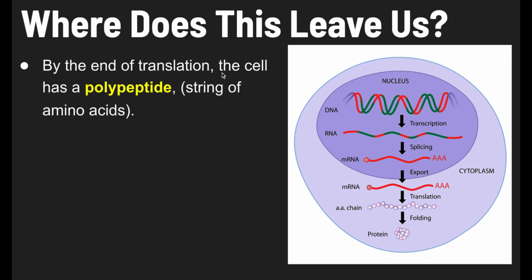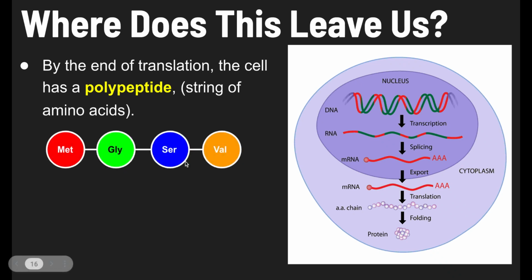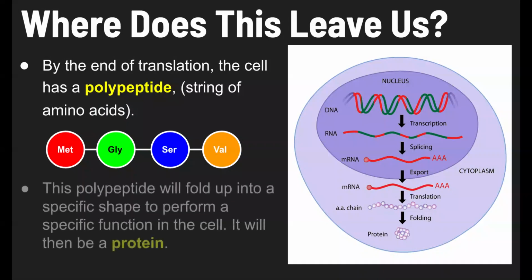Well, by the end of translation, the cell has a polypeptide, and that polypeptide is a string of amino acids. So here are the string of amino acids that we built from the mRNA that we had on the last slide. We had MET, Gly, Ser, and Val. And notice these are connected. Again, these bonds that hold the amino acids together, those are called peptide bonds. That's why we call this a polypeptide. It means there are many peptide bonds here. And so this chain of amino acids, that's what we have by the end of translation.